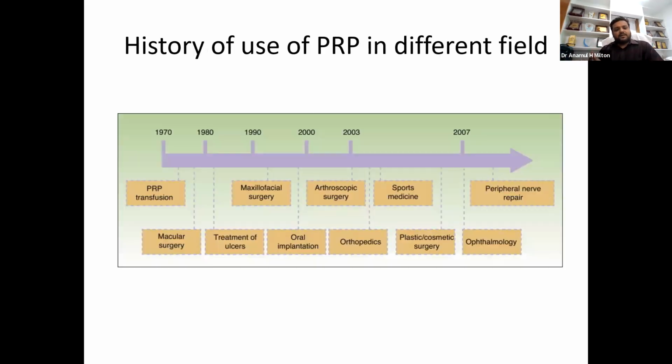If we look at the history of the PRP field, from 1970 was the first PRP infusion. After that came maxillofacial surgery, ulcer treatment, orthopedic surgery, sports surgery, and also peripheral nerve repair. So it is not a recent thing. It began in the mid-20th century, but it has been explored and used more, especially in sports medicine and pain medicine, after 2000.